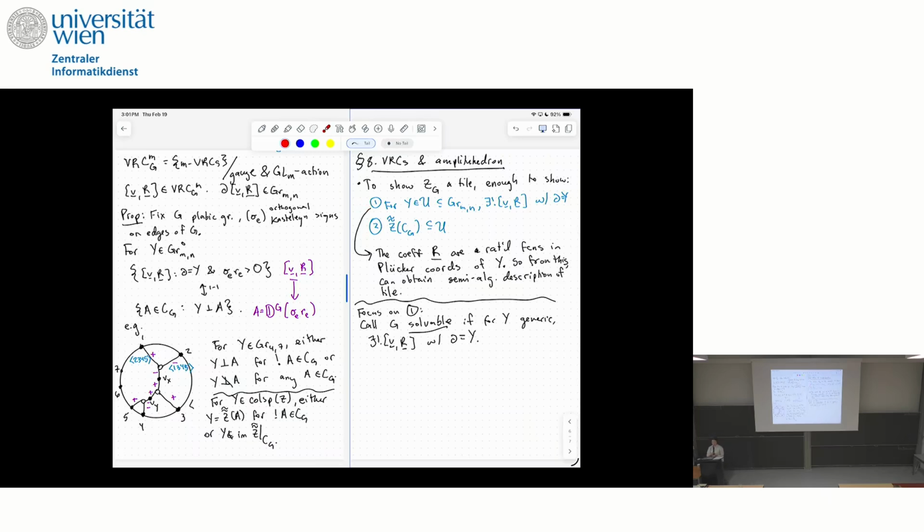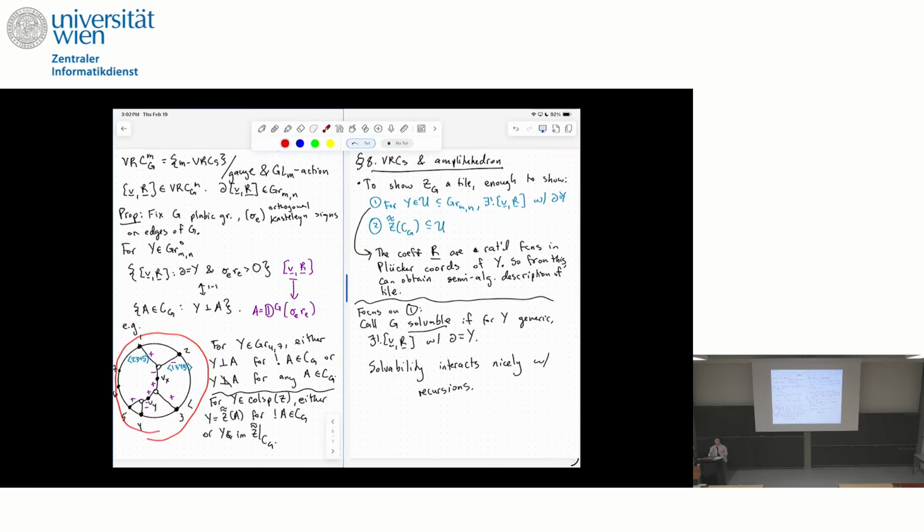Okay, so why I like thinking about this formulation of injectivity instead is because now solvability interacts very nicely with the recursions we've been talking about. So the first thing to notice is our example graph, this one. This is a solvable graph, right? That was the very first thing we did. We said if we fix the boundary and it's generic, then the boundary uniquely determines the inside. So this is a solvable graph.